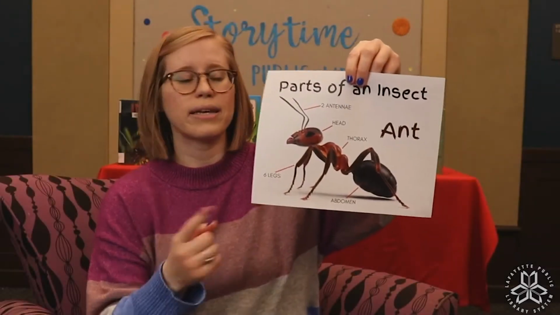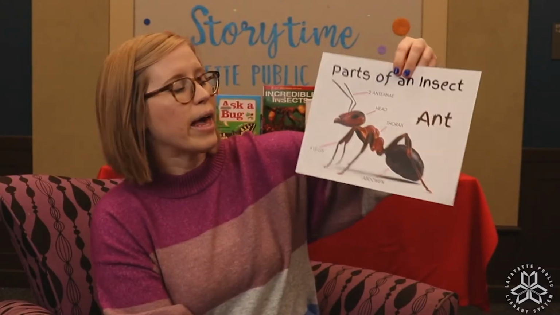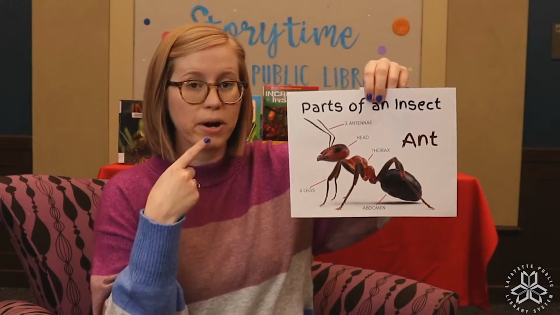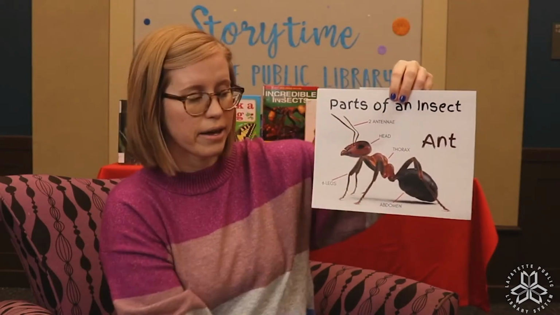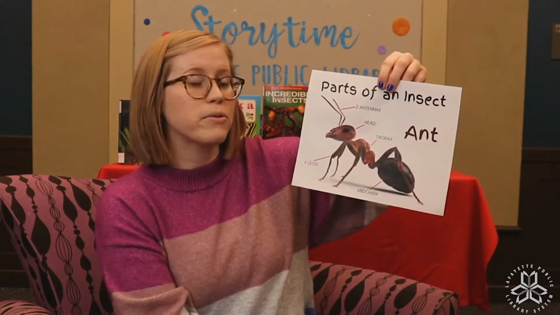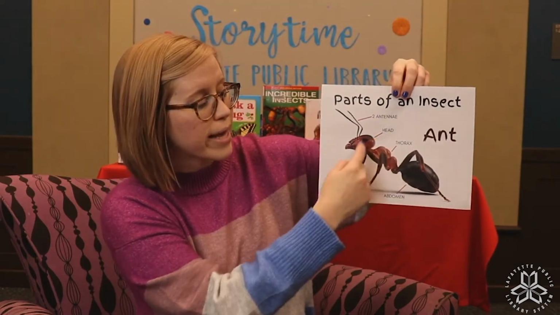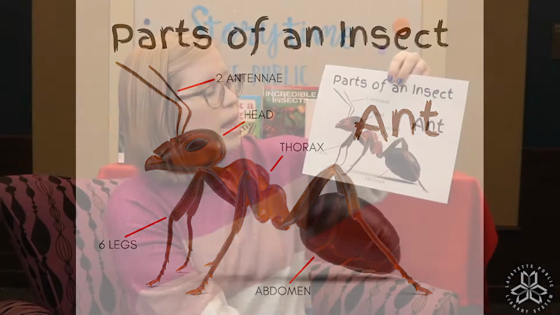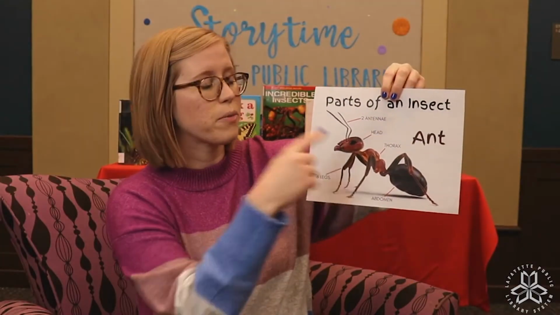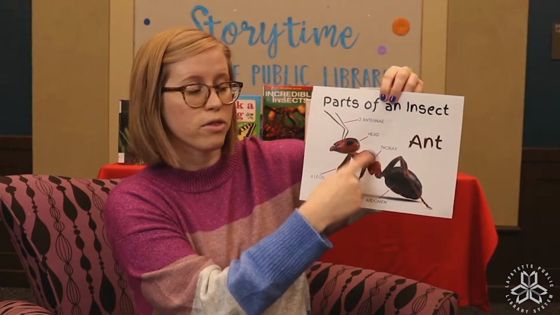All insects have a head, and the head includes the insect's mouth parts, their eyes, and two antennae on top of their head. Their body also includes a thorax. The thorax is the middle part of their body, and their thorax is home to their legs. Normally insects have 3 pairs of legs, or 6 legs total. And if an insect has wings, their wings will also be located on the thorax.